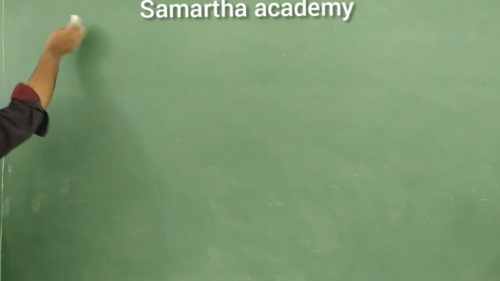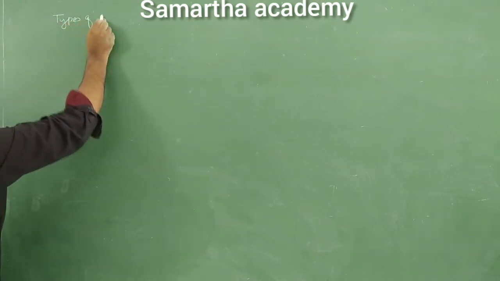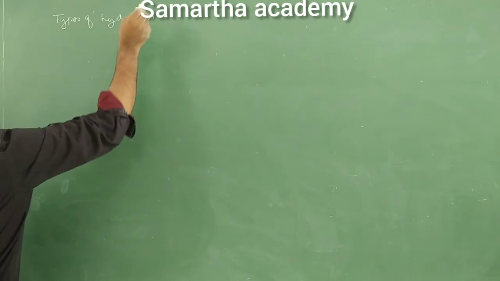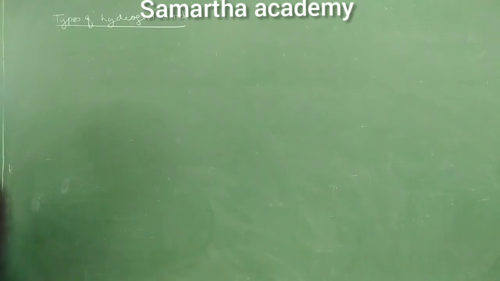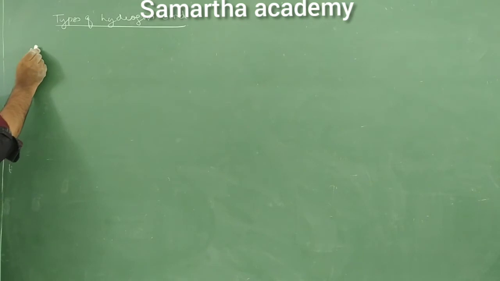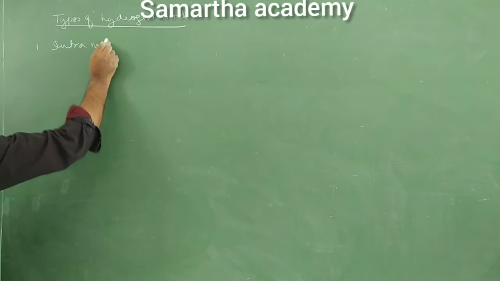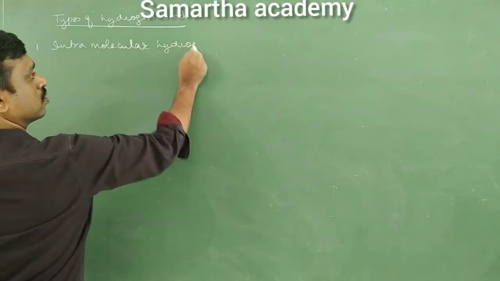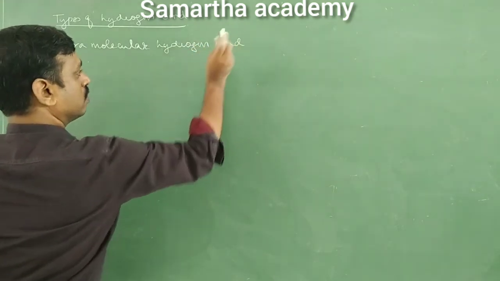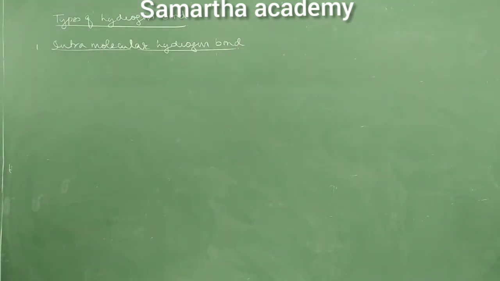Next, types of hydrogen bonds. There are two types of hydrogen bond. One is intramolecular, the second one is intermolecular. Write down: one, intramolecular hydrogen bond. Second one is intermolecular hydrogen bond.